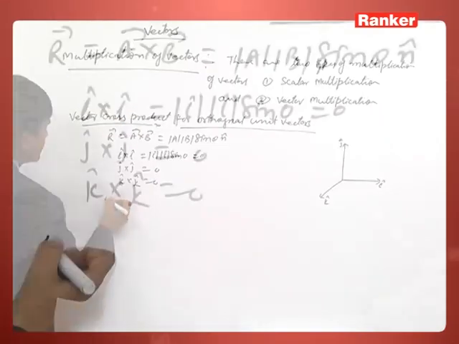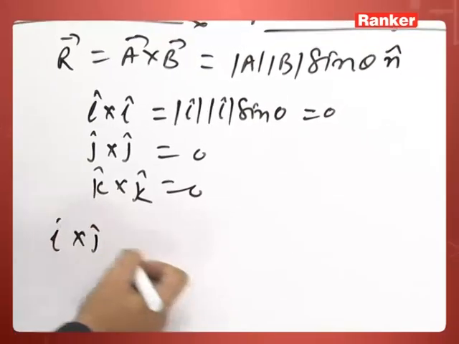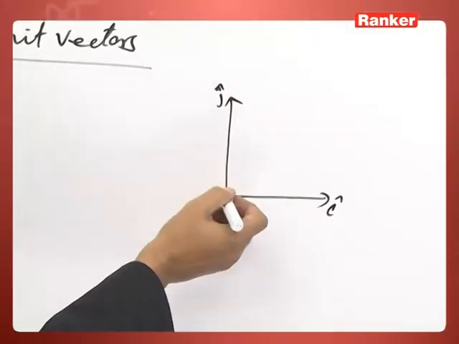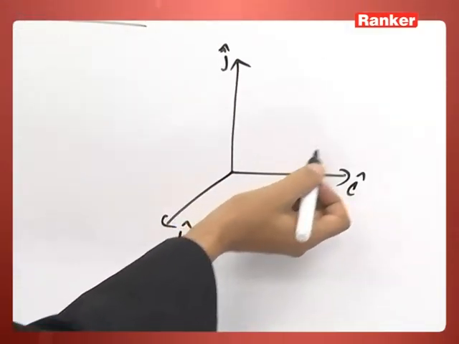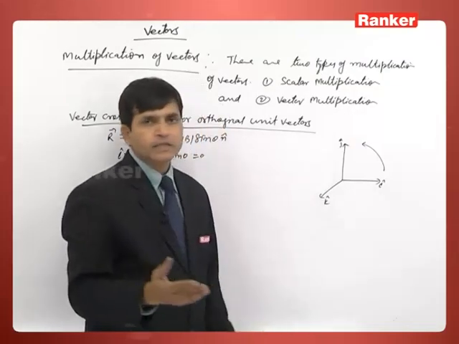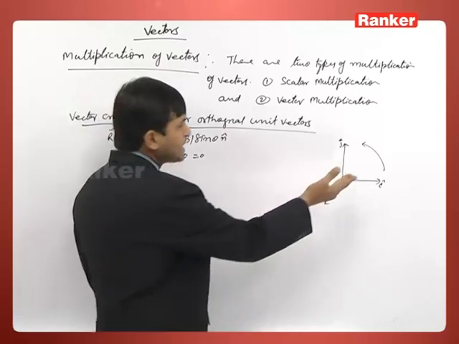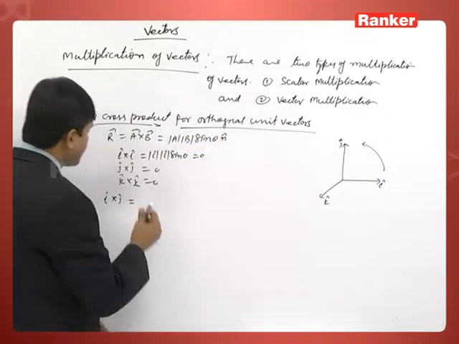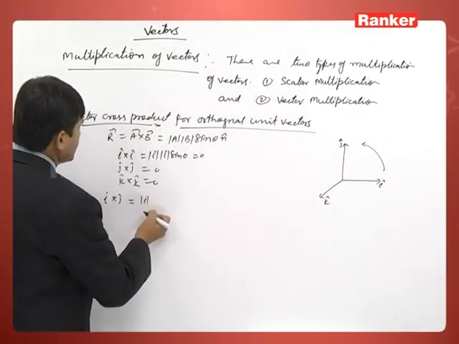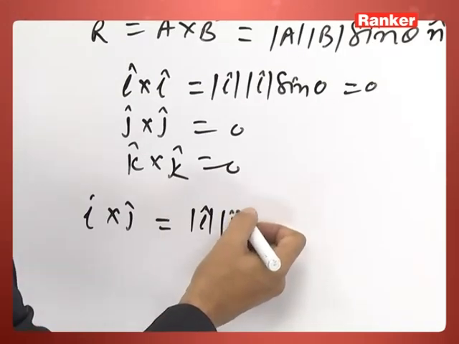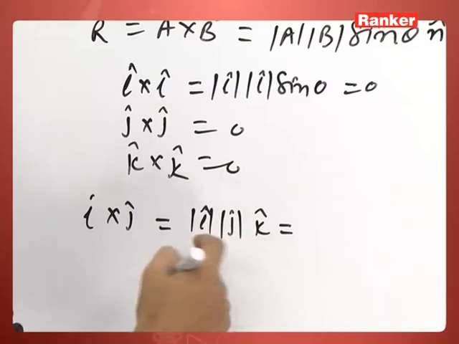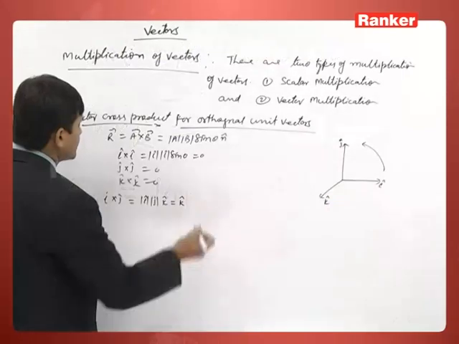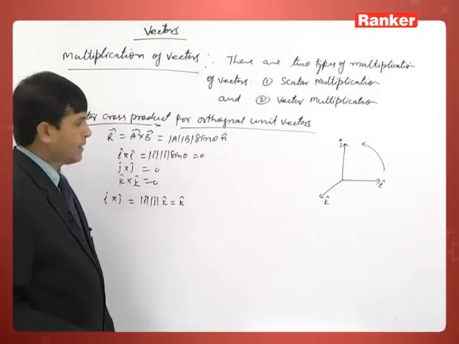But when we consider i cross j, see, this is your i direction, this is your j and k is this. It means we have to go from i to j using the right hand thumb rule. By the right hand thumb rule, the direction here is along k cap. So we can write mod i cap, mod j cap, direction k cap. Since i and j are unit vectors, their magnitude is 1. So finally we get i cross j is k cap.